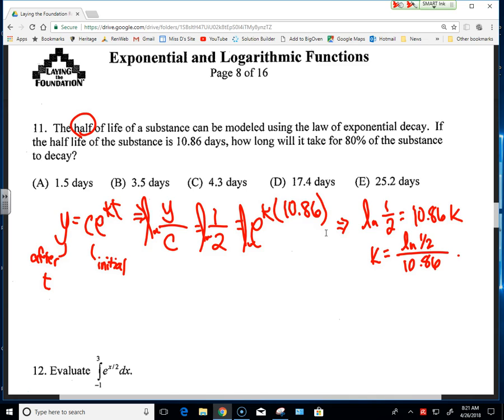Once we have k, wait, 80%. Is that a ratio again? Isn't 80% a ratio? Wait a minute, is 80% how much is gone or how much is left? Okay, so if 80% has decayed, how much is left? 20%, or 1/5 is left.